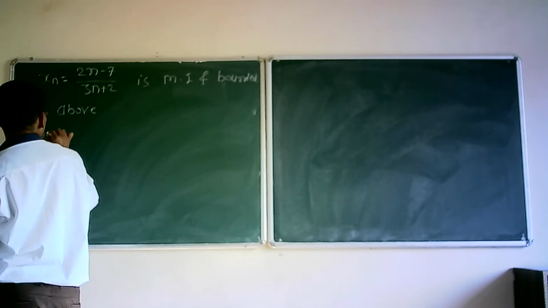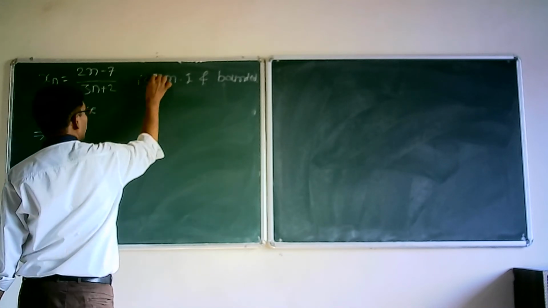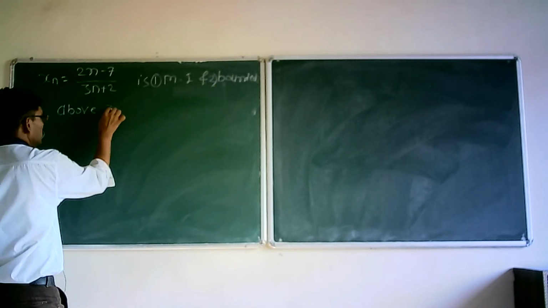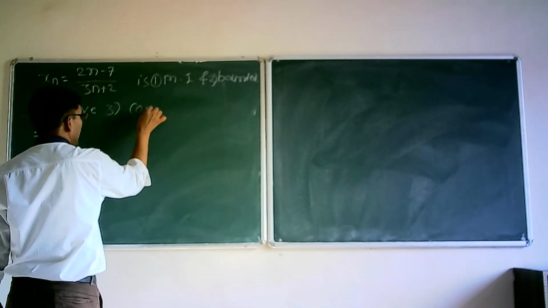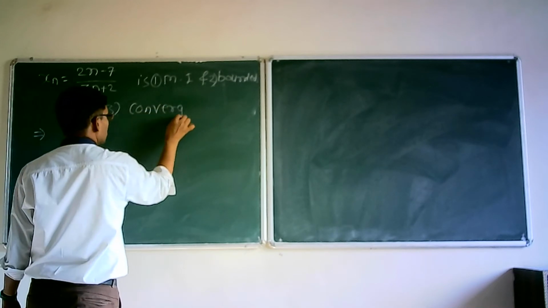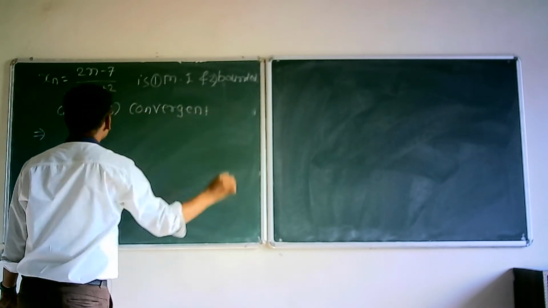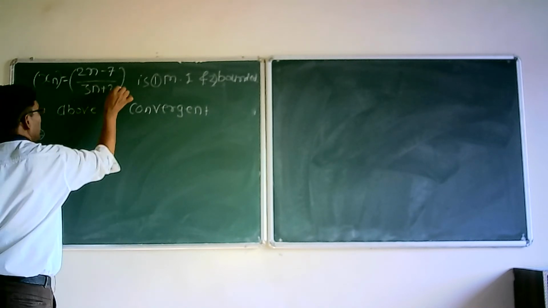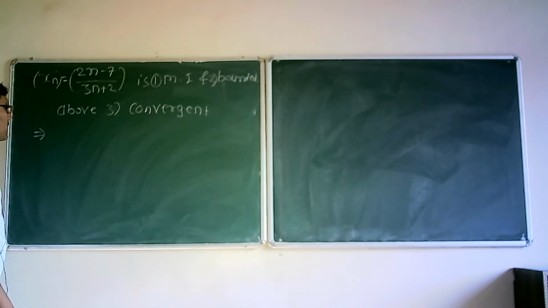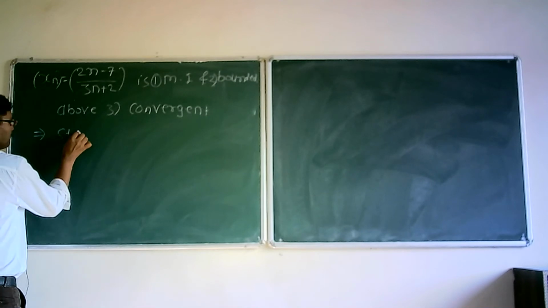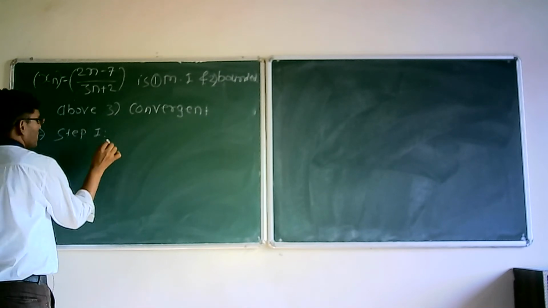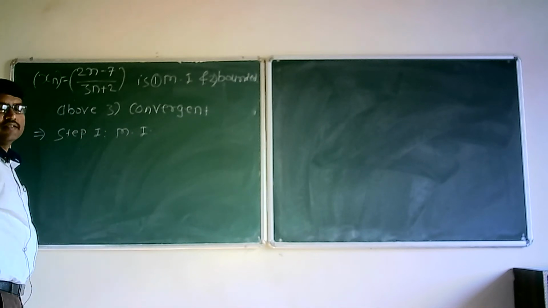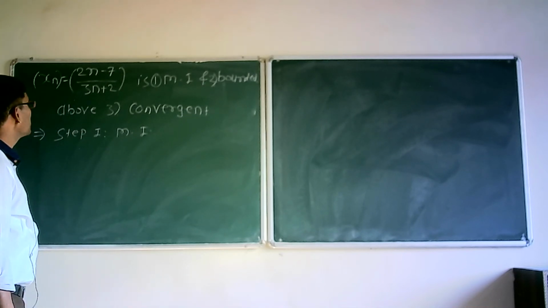Number 1, show that it is monotonically increasing. Number 2, show that it is bounded above. And number 3, show that it is convergent, and hence find its limit also. What is given? Xn is equal to twice n minus 7 divided by thrice n plus 2. So what is the first step? We are going to show that this sequence is a monotonically increasing sequence.